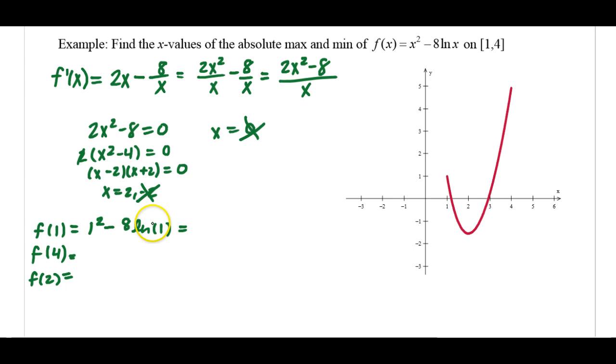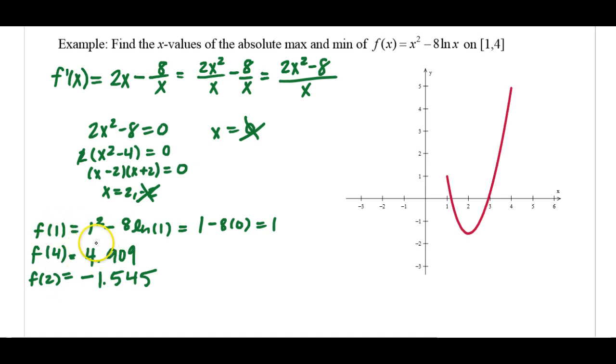Now natural log of 1 is a quantity you should know. That value is 0. So this is 1 minus 8 times 0, or 1 minus 0, so f of 1 is 1. So now what I have to do is find f of 4 and f of 2. And for those values, I'm going to go to my calculator and tell you that they are 4.909 and negative 1.545.